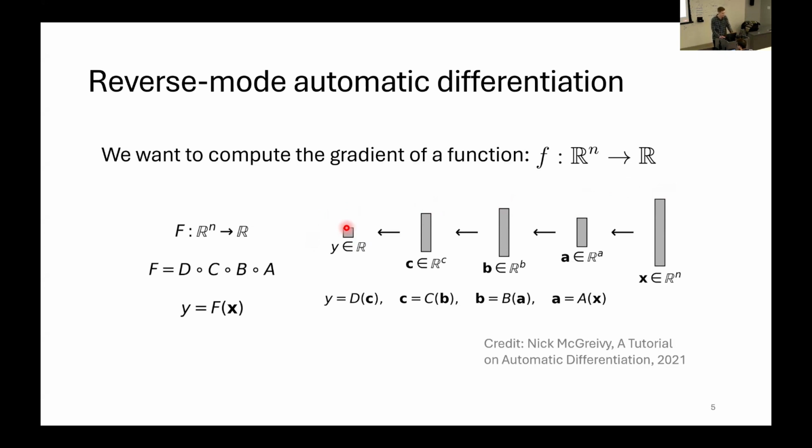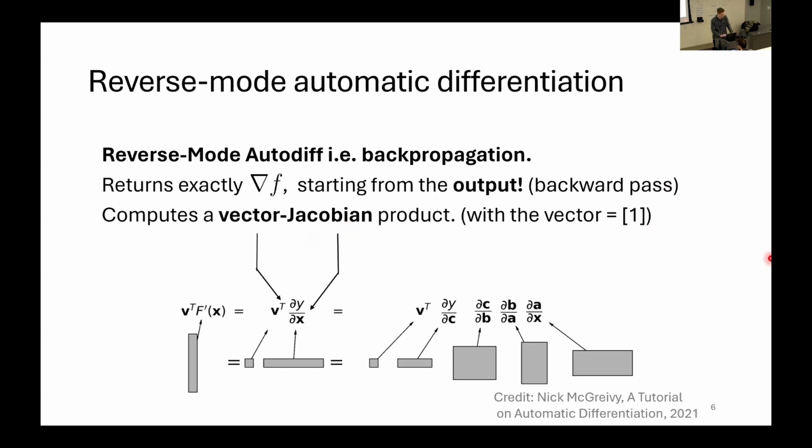Now, how do we compute our gradient? If we do reverse mode automatic differentiation, so backpropagation, we will get exactly the gradient of our function. And we start from the output.